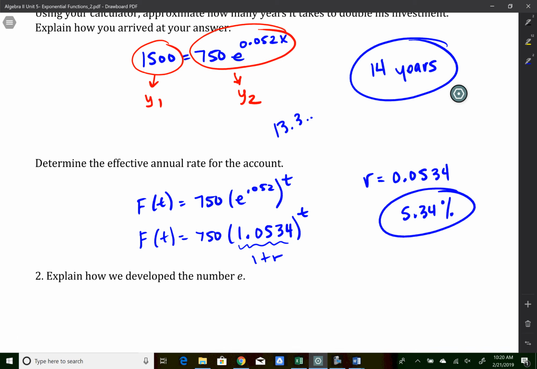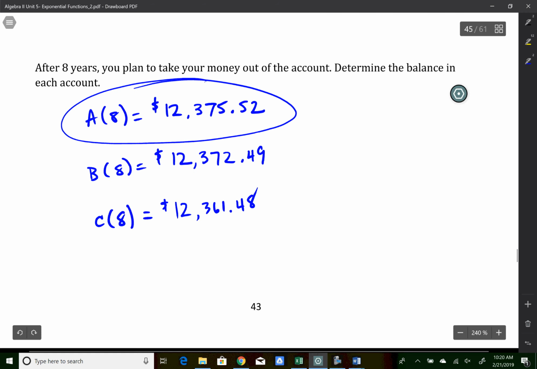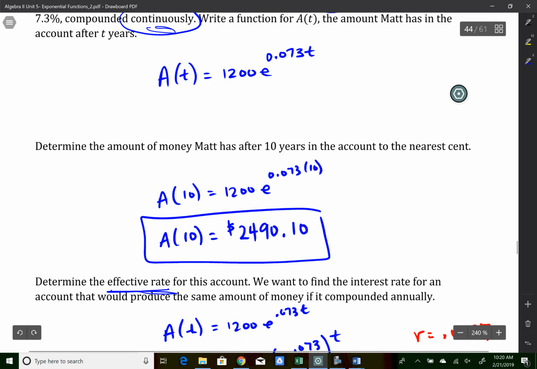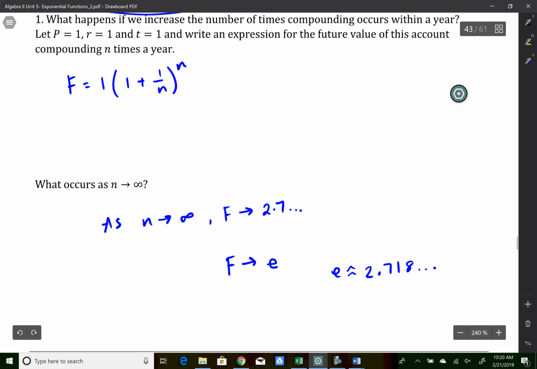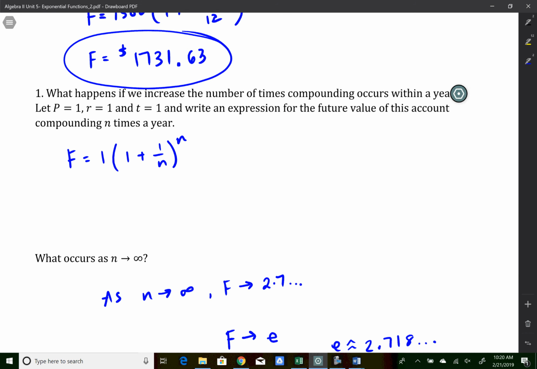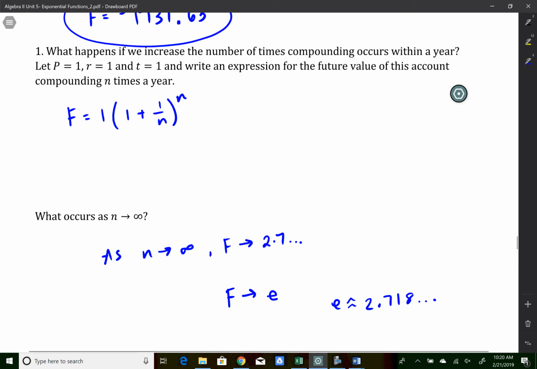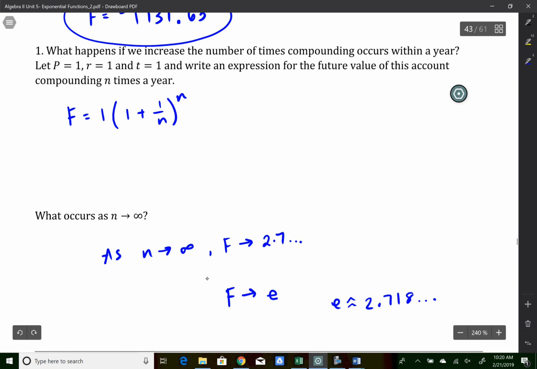Number 2 says, explain how we developed number E. So in class, one of the first things that we did was we took the formula that we learned in lesson number 8, and we replaced ones throughout the whole thing to make it so that n was the only variable. By making n the only variable, we're able to see what happens as n increases continuously. So as n increases continuously, we get really, really close to this number E, right, which we developed the idea of right on our calculator.